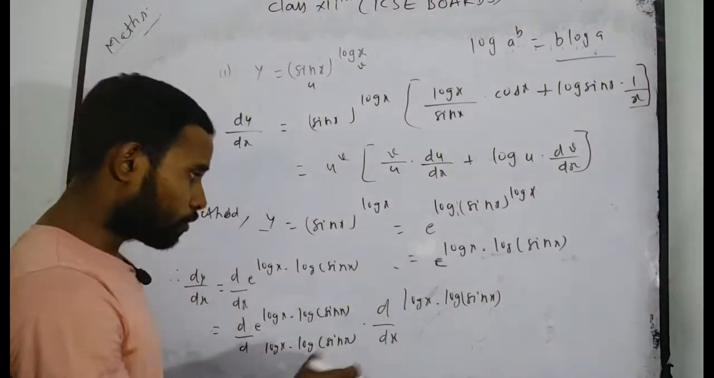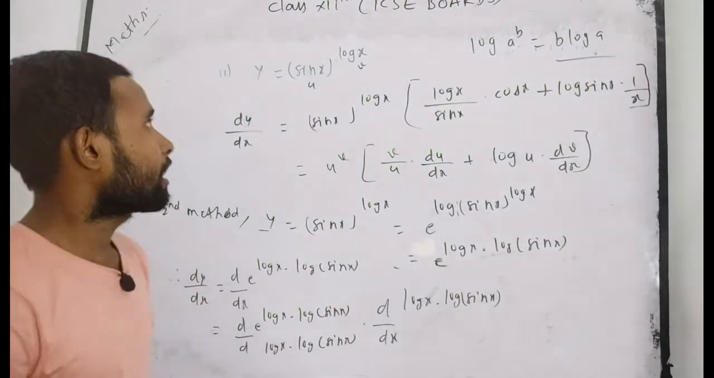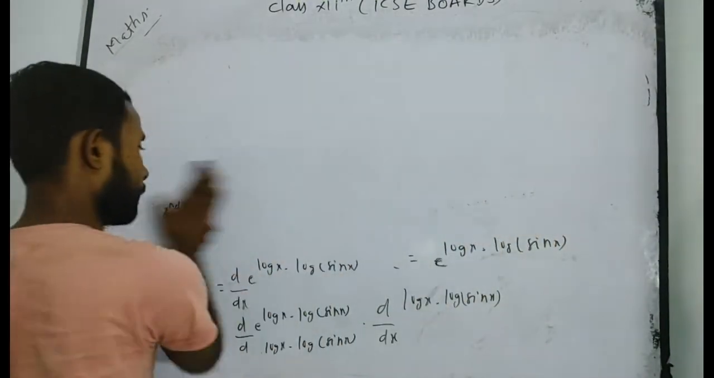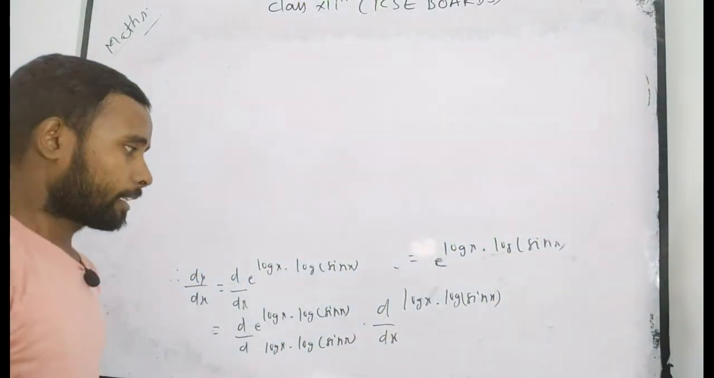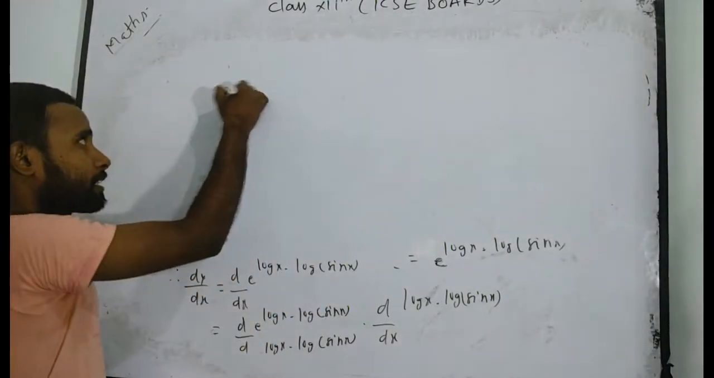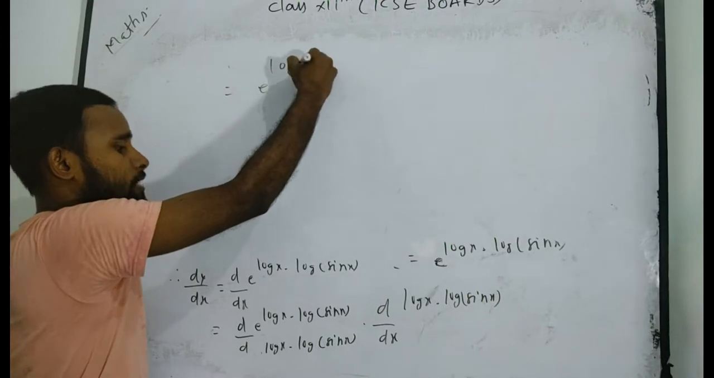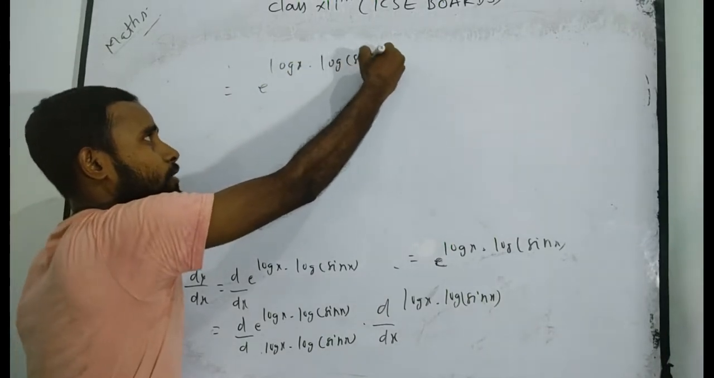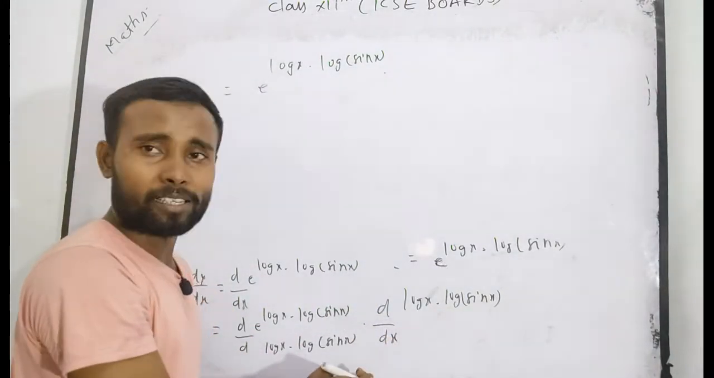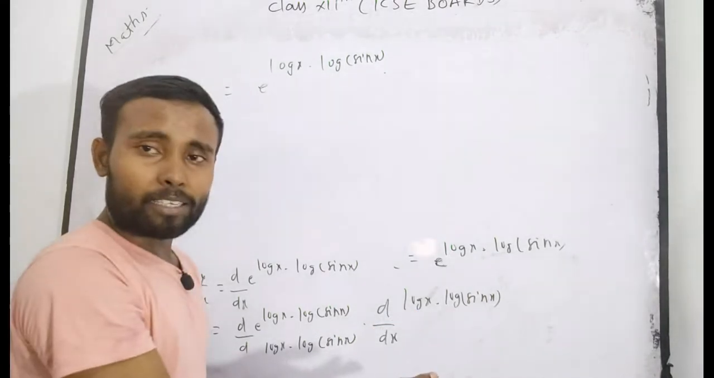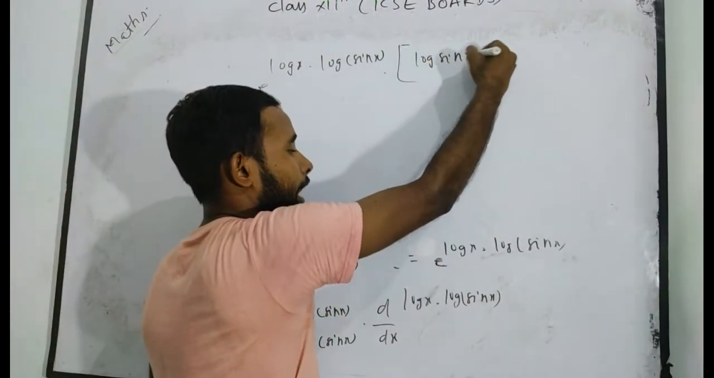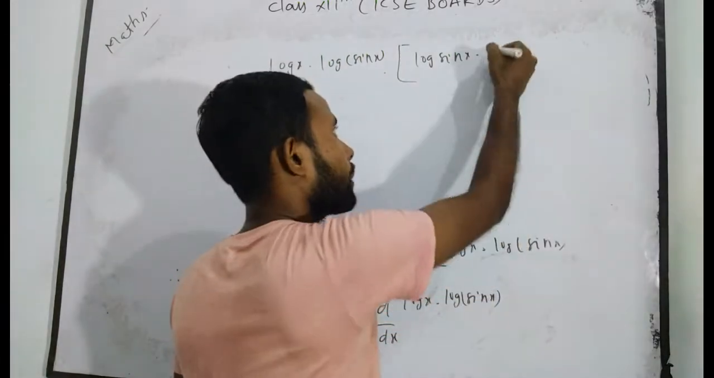Now you will see the derivative of e to the power something with respect to something will be the same. That means you can write e to the power log x into log sin x, into the derivative of log x into log sin x with respect to x. You can write it as a product. First take the second term log sin x, and differentiate log x with respect to x. That will give you 1 upon x.